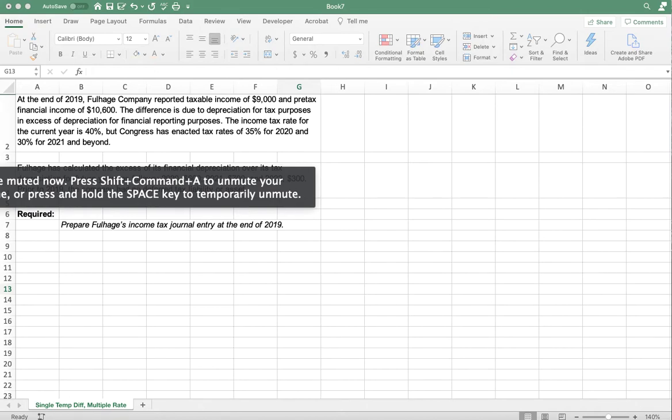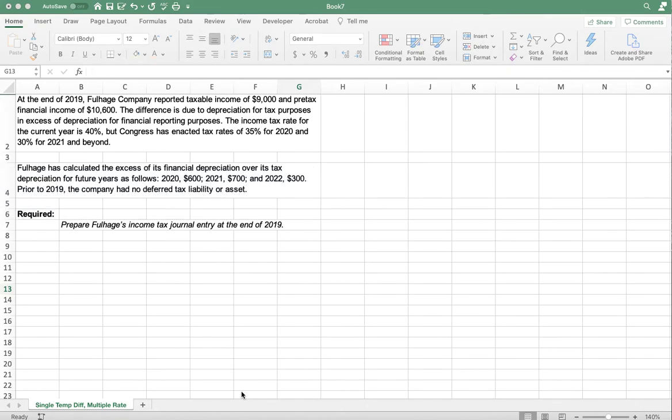a single temporary difference, and we have multiple rates.